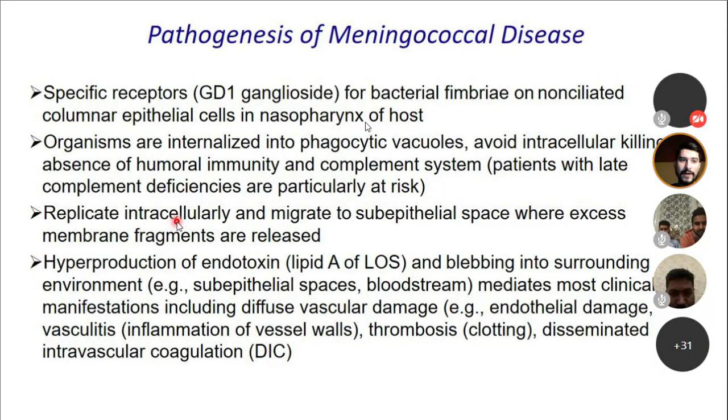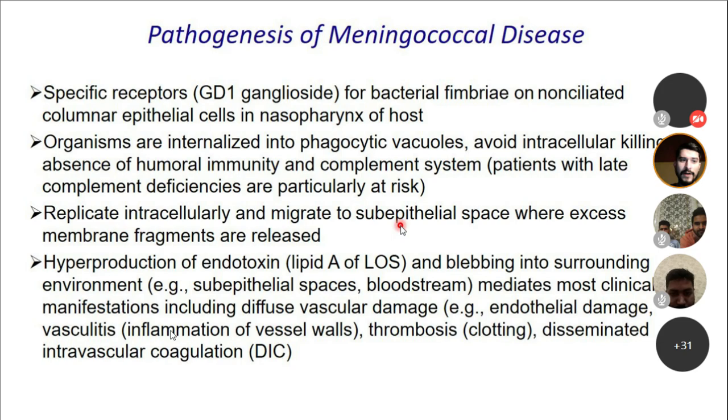The whole colony, after that, migrates to the sub-epithelial space. So you have mucosa, you have epithelium, columnar epithelium, then you have the basal membrane, sub-epithelial space. And there, what happens is they release a lot of toxin, and they also release parts of the membrane.